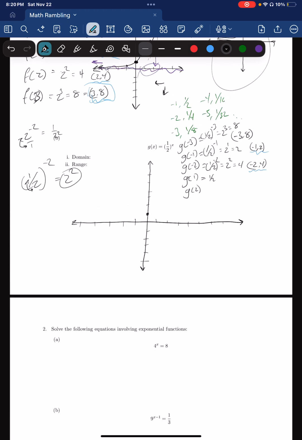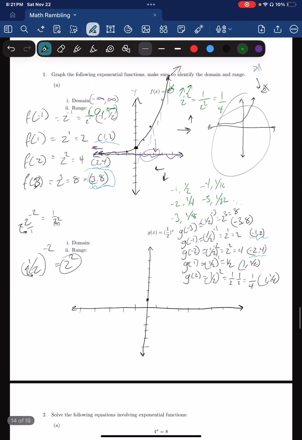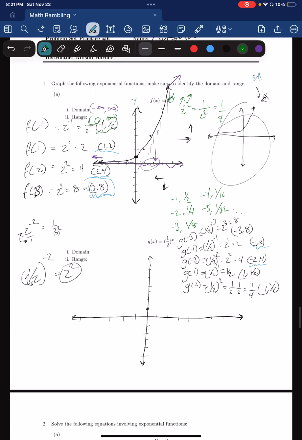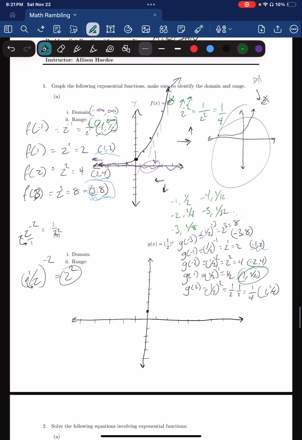Okay, let's see. 1/2 to the 1 is 1/2. So we have (1, 1/2) on our line. G of 2, 1/2 to the 2, which equals 1/2 times 1/2, which equals 1/4. So we have (2, 1/4). And again, we can compare this to our first function. (-1, 1/2) is now (1, 1/2). (1, 2) is, I never did f of -2, so ignore me.